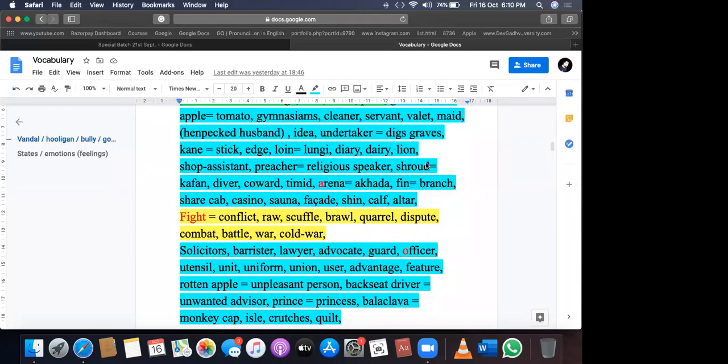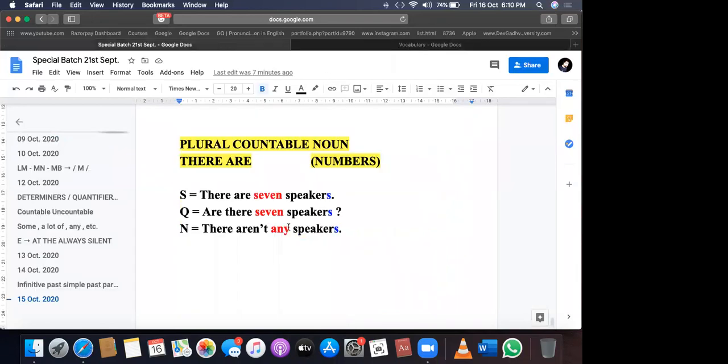There are 5 lawyers. Are there 5 lawyers? There aren't any lawyers. Next. There are 7 flowers. Are there 7 flowers? There aren't any flowers. Good.